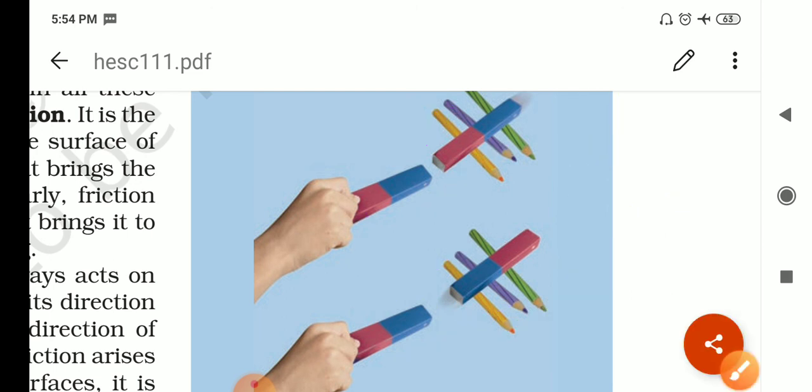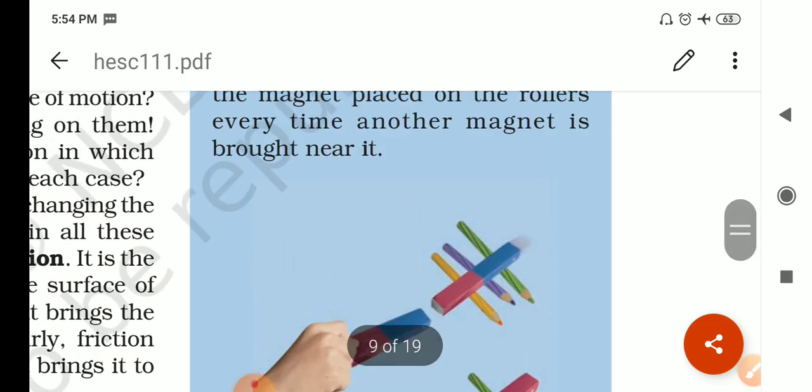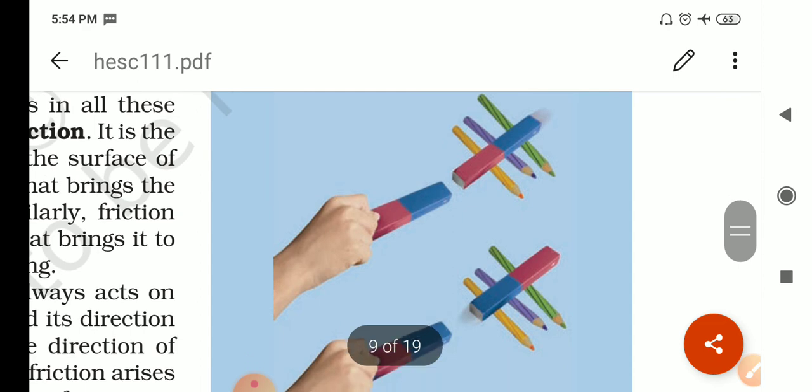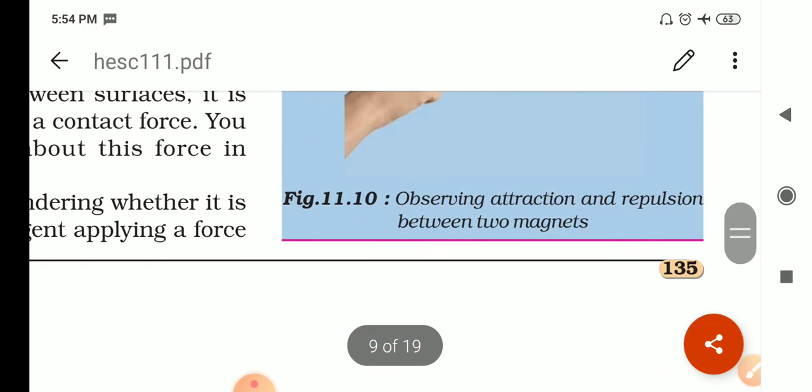Then both types of forces can be seen in the magnetic force. It means it may be a force of attraction, or it may be a force of repulsion.